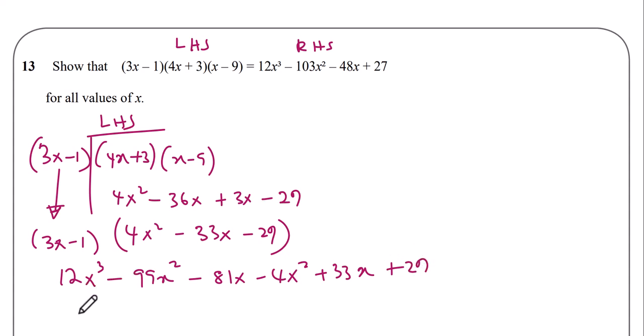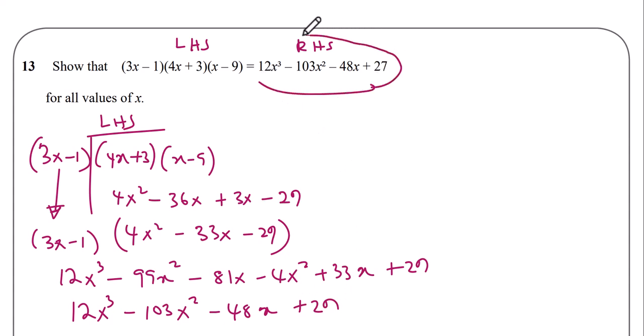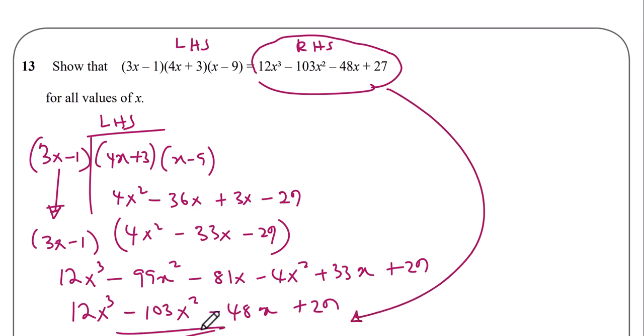And then begin to collect the like terms, so you have 12x cubed. Now you have minus 99x squared minus 4x squared, that's going to be minus 103x squared. And then you have minus 81x plus 33x, that's going to be minus 48x, and then you have plus 27. Now if you look at the right hand side, you can find that it's the same as this. So we have proved that the right hand side is the same as what we got.